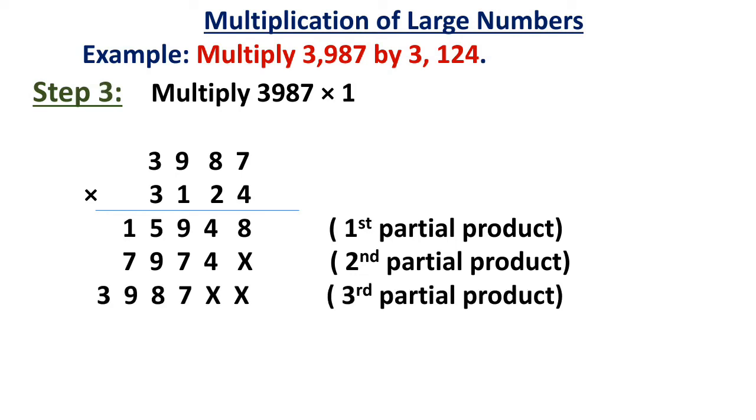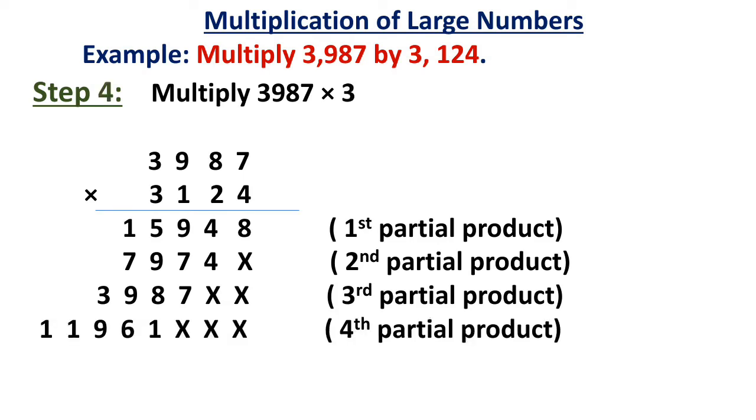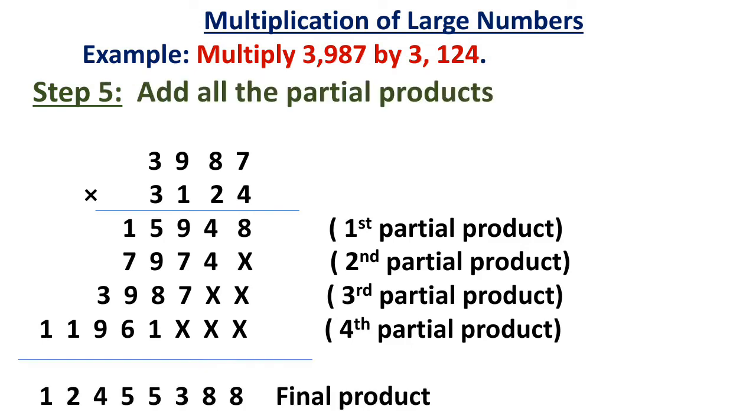Step 3 is multiply 3,987 by 1. So when we multiply any number by 1, we get the same number itself. And this is known as the third partial product. So we have put 2 crosses over here. Now the fourth step is multiply 3,987 by 3. So when we multiply this by 3, we get 11,961 as the fourth partial product. Now we have multiplied with all the digits.